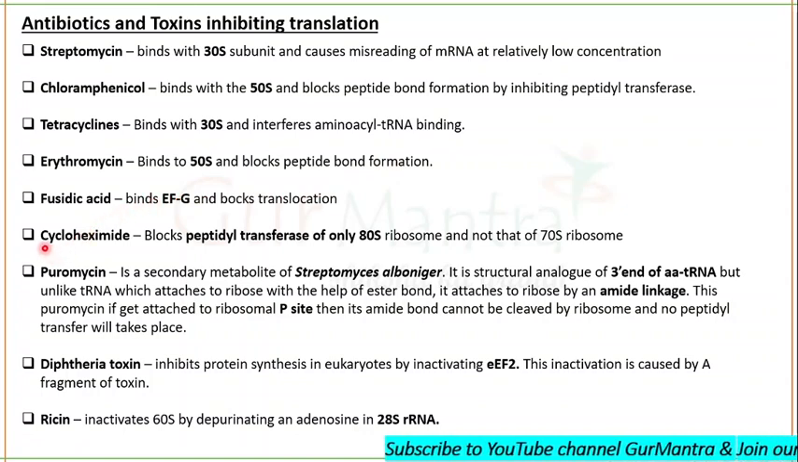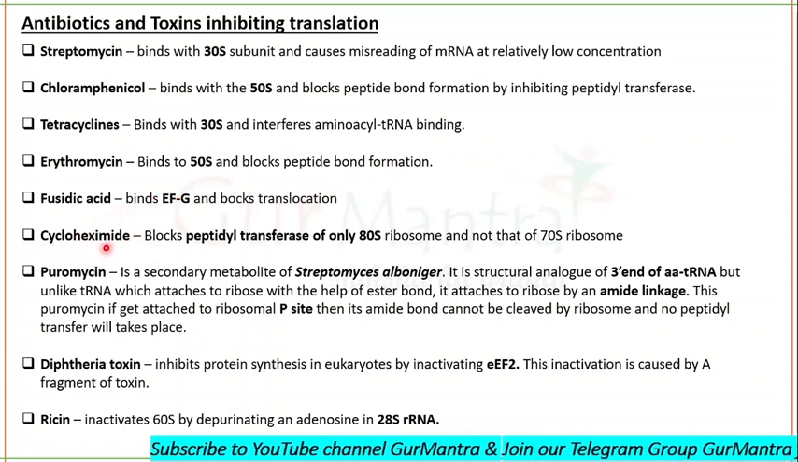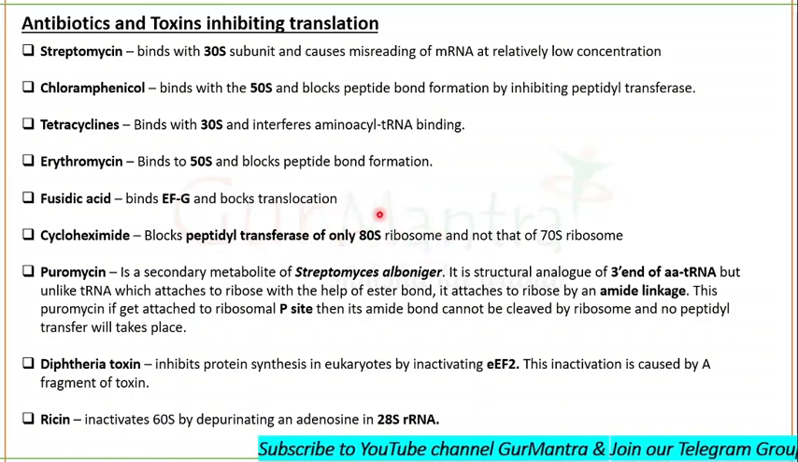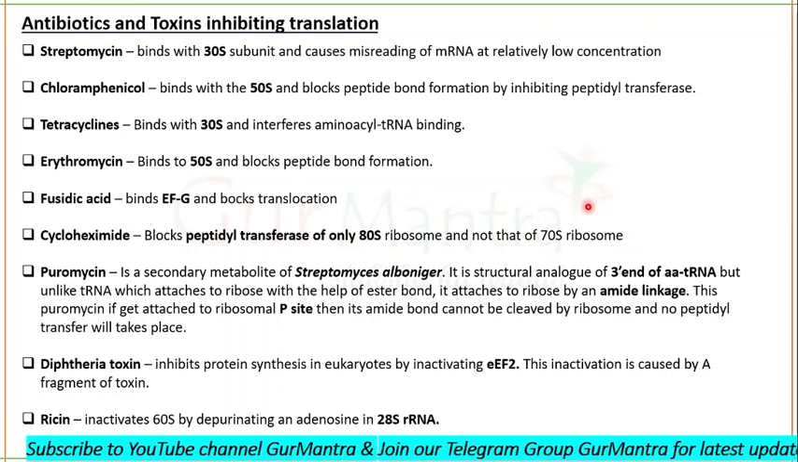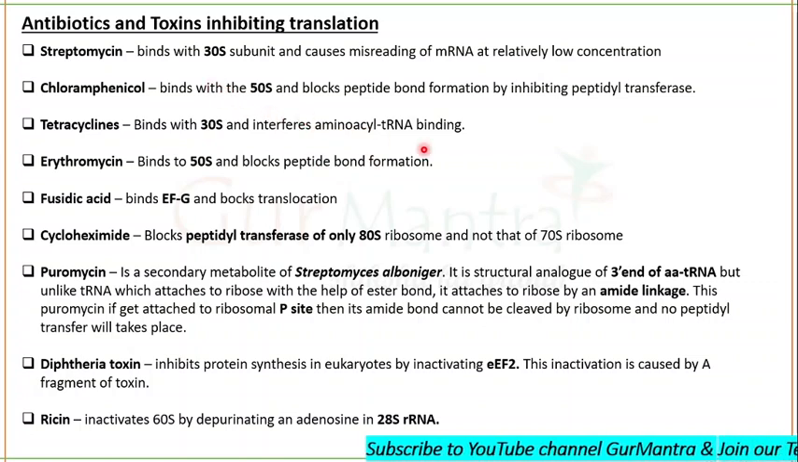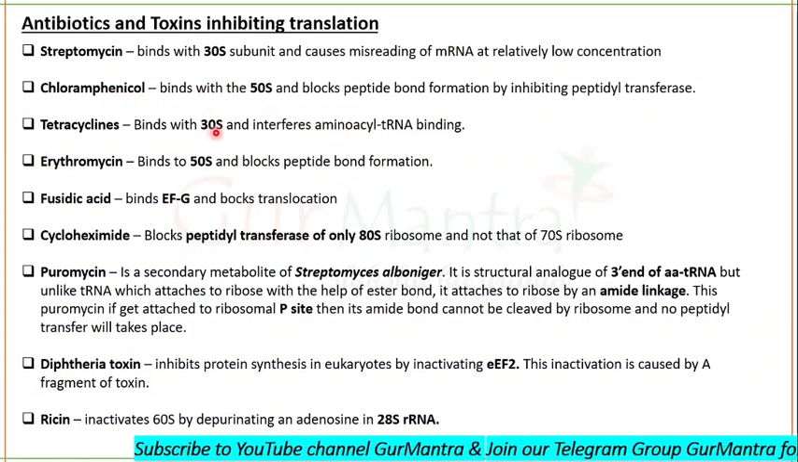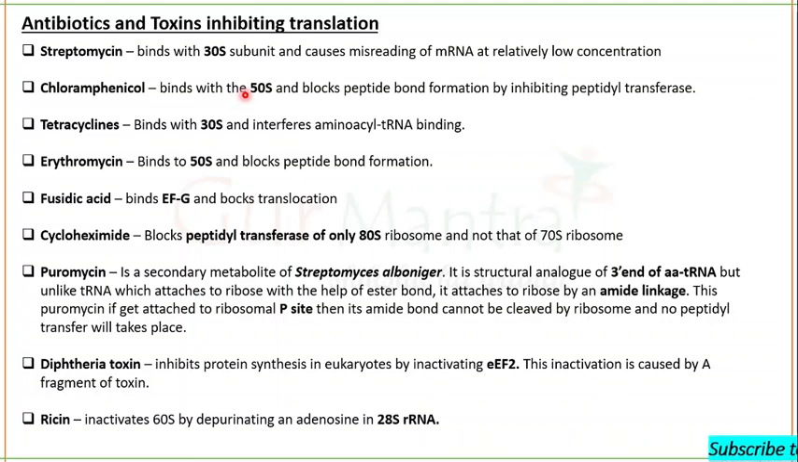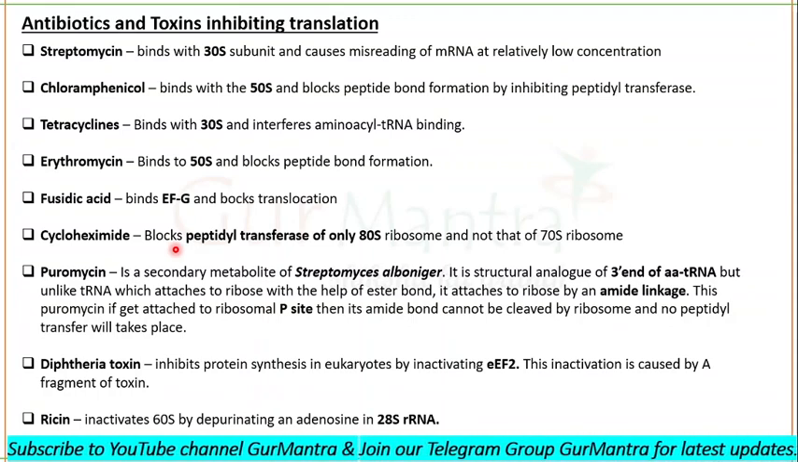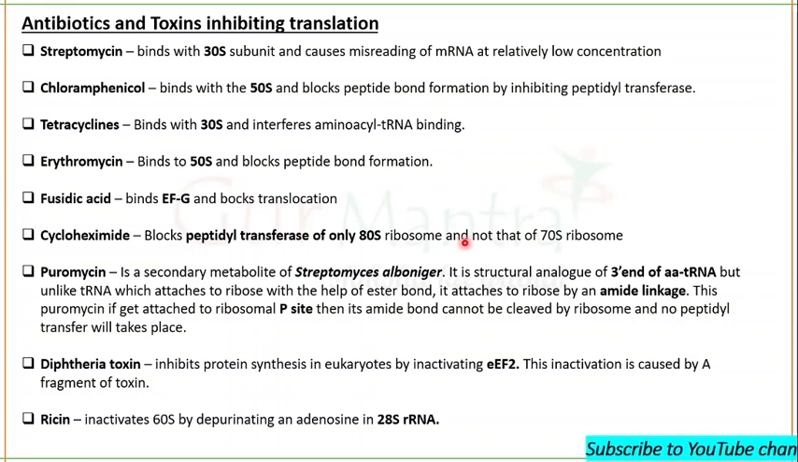Next is cycloheximide. Now this is the toxin which will block the peptidyl transferase of only the 80S ribosome and not that of the 70S ribosome, while chloramphenicol and erythromycin are blocking the peptidyl transferase in 70S ribosomes, while cycloheximide blocks the peptidyl transferase only in the 80S ribosomes, okay, and hence there will be no peptide bond formation anymore.